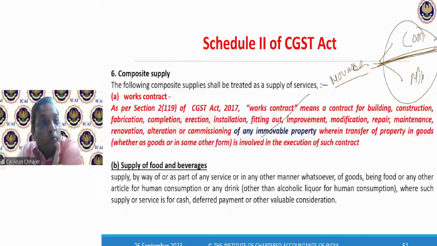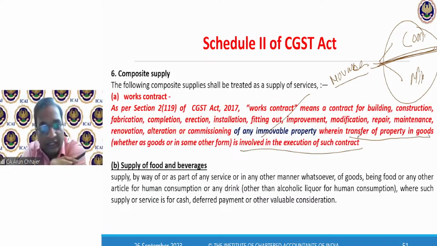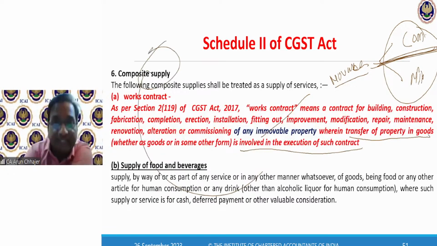If two or more taxable supplies, goods, both services, or one goods and one service, what would be the answer if the underlying property is movable? Either it will be composite or it will be mixed supply, but let's wait for the next class. Wherein the property in the goods is involved in the execution of the contract. So what is that? Supply of service.